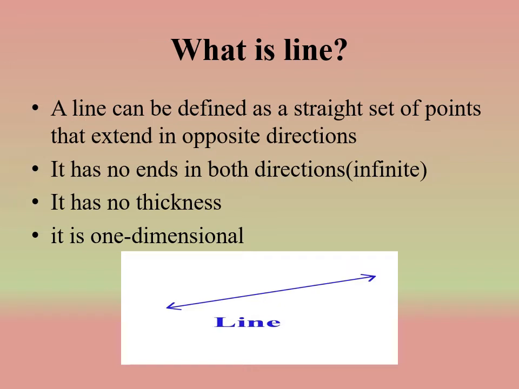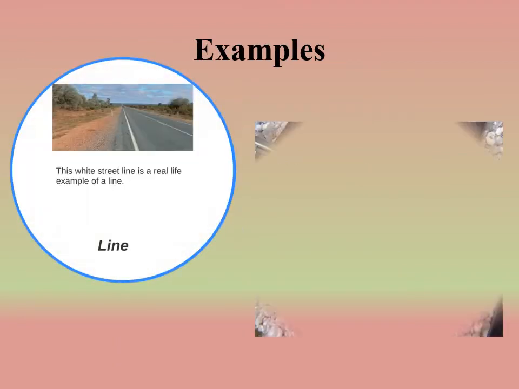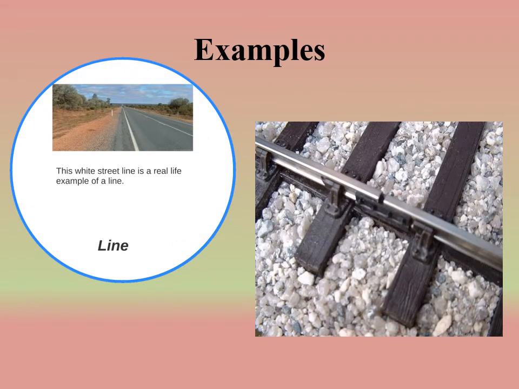We can extend it to any limit, right? And that's why a line doesn't have any fixed length. Examples of a line: the white street line is a real life example of a line. You can see it can keep on extending from both sides. Similarly, the railway tracks are examples of a line.